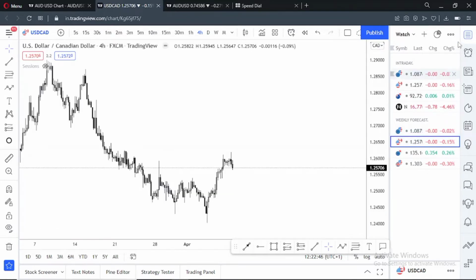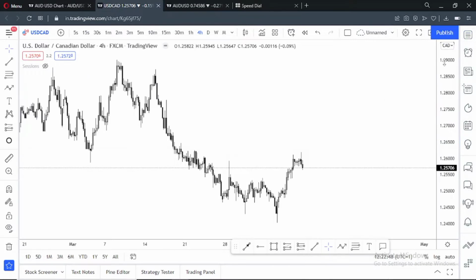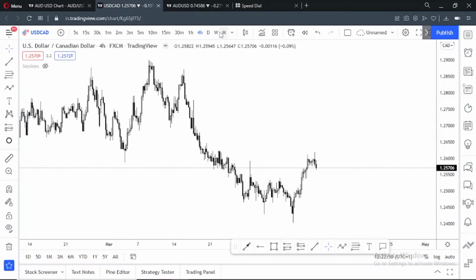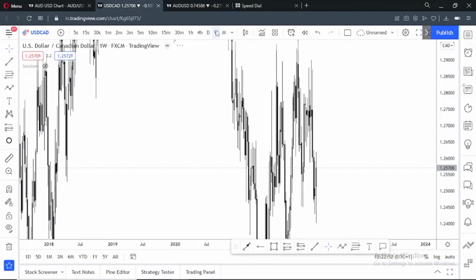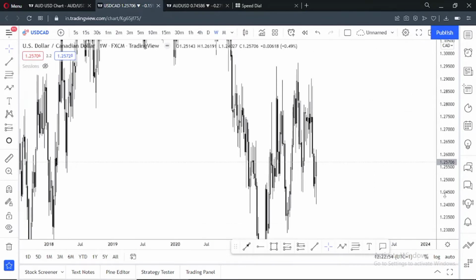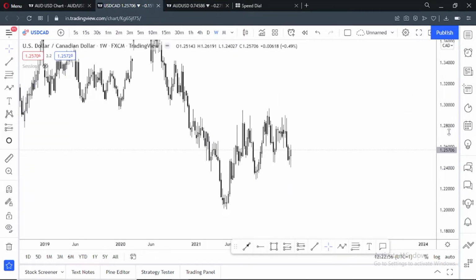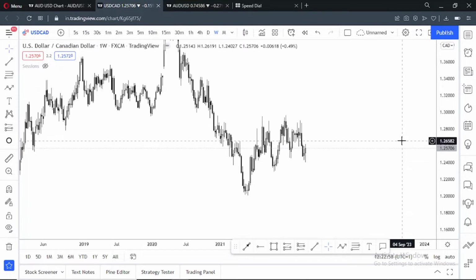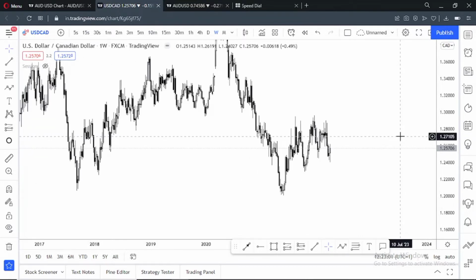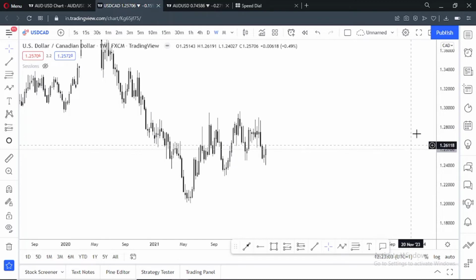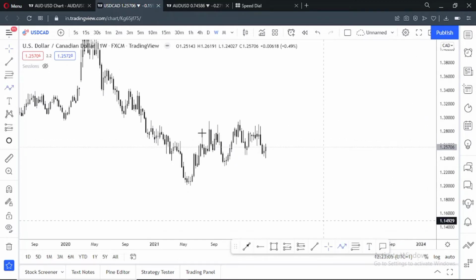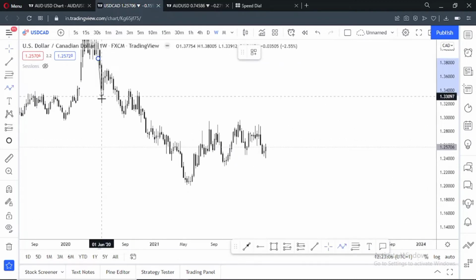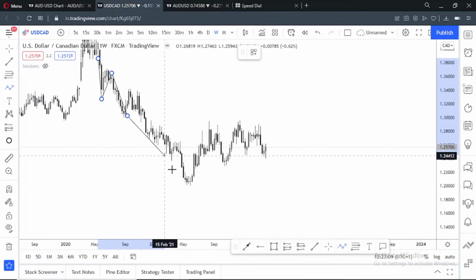To the next pair, USD CAD. Now let's go back to the weekly time frame to see what makes sense. Here on the weekly time frame on USD CAD, I can see that structure has been very bearish for a minute. So we've been having these lower highs and lower lows.